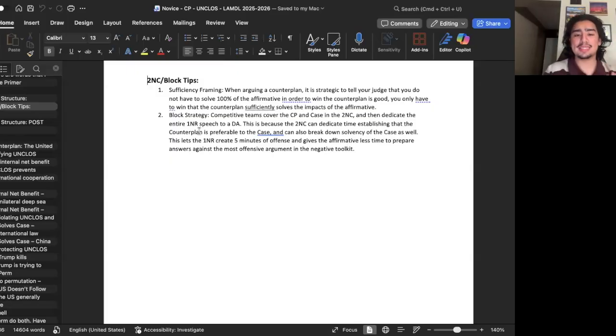If you were to argue the disad in the 2NC, that is extra time you're giving the affirmative to prepare against the disad for the 1NR, because they've heard it already. They don't have to pay as much attention to the 1NR. So the strategy for most negative teams is 2NC is counterplan and case, 1NR is the disad. So that is how to be negative with the counterplan.